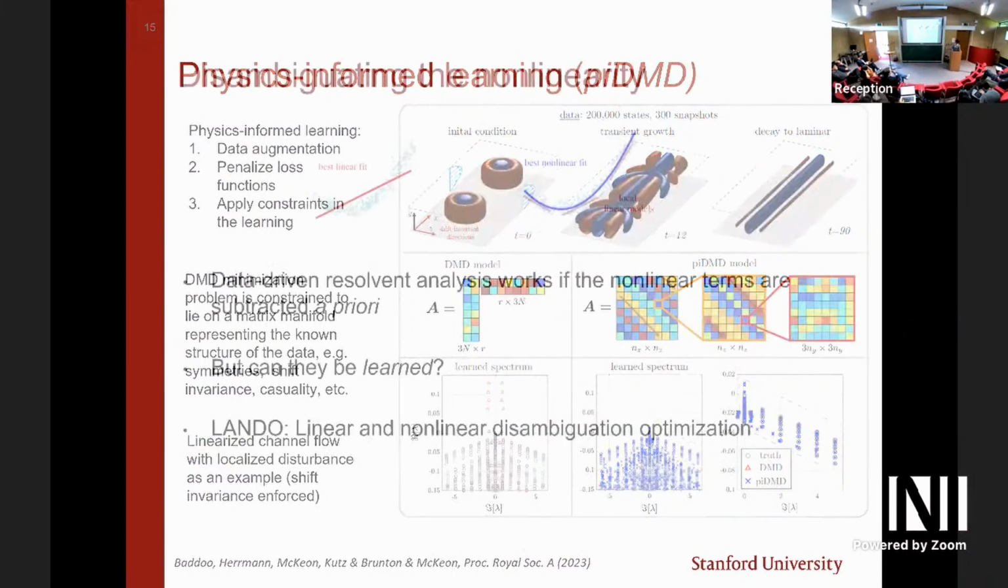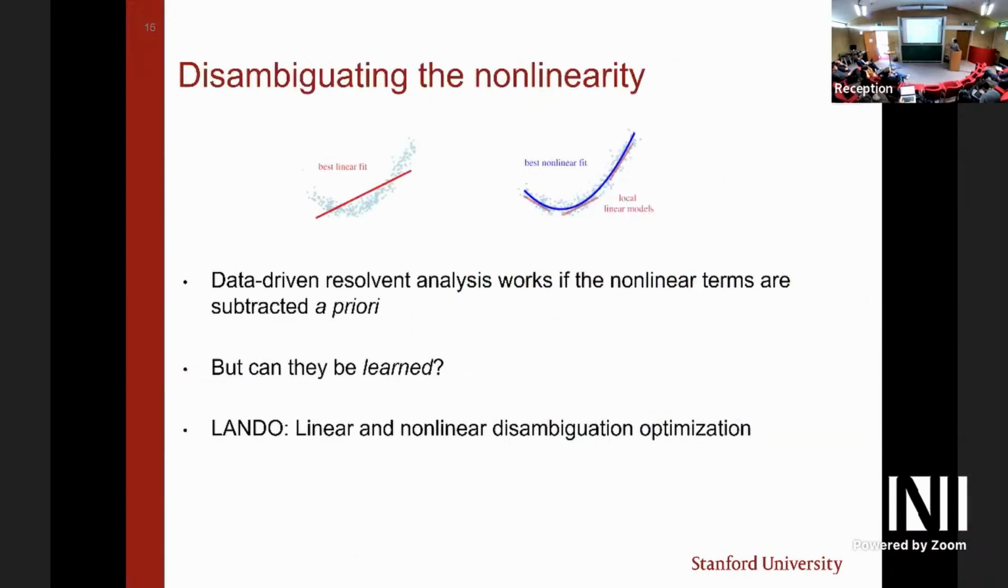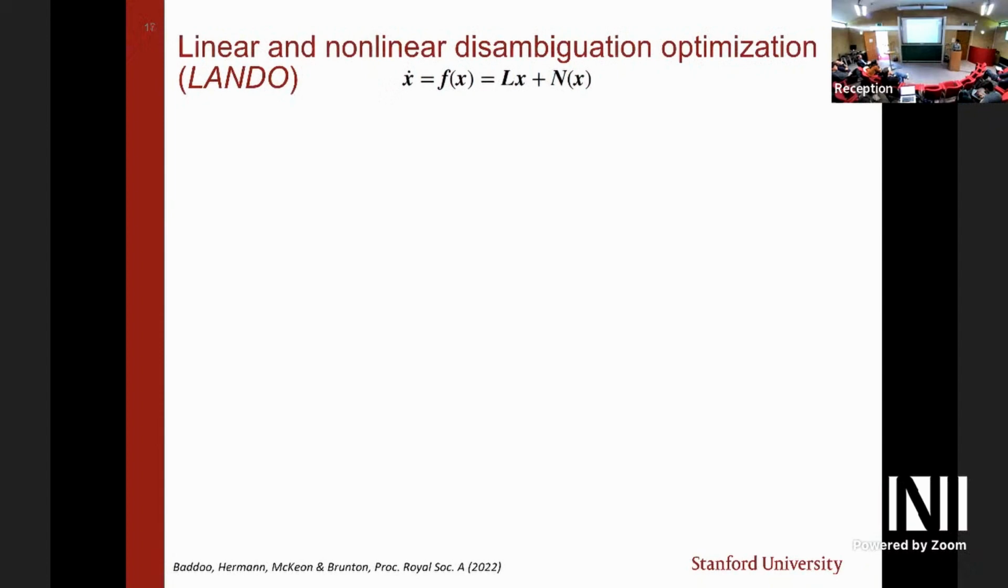But more importantly, to get to turbulent flows, we need to be able to disambiguate the non-linearity. So if you know what that is, and Benjamin has sort of run this through, if you subtract the nonlinear terms, data-driven resolvent analysis will work just fine, but of course we don't necessarily know them. So can we learn the nonlinear terms? And the approach we came up with is LANDO, short for linear and nonlinear disambiguation optimization.